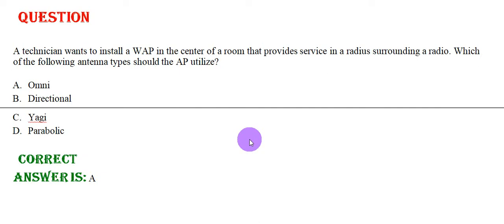A technician wants to install a WAP in the center of a room that provides service in a radius surrounding it. Which of the following antenna types should the AP utilize? Option A, Omni. Option B, Directional. Option C, Yagi. And option D, Parabolic. The correct answer is option A.